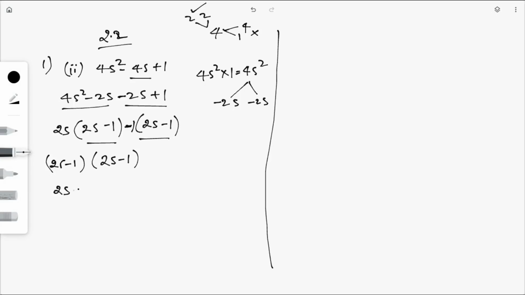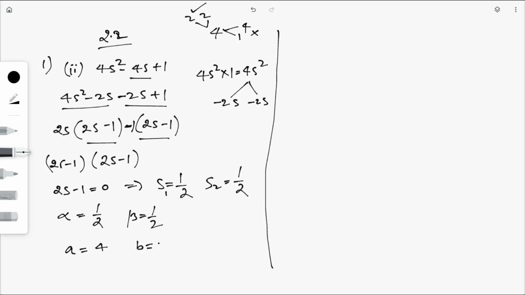If you equate 2s minus 1 to 0, you will get s is equal to 1 by 2, right? As both the factors are the same, the roots or the zeros of the given polynomial are the same. So let me take alpha as 1 by 2 and beta as 1 by 2. Fine. So we got the zeros. And what are the coefficients here? That is a, b and c. First a: coefficient of s square, that is 4. What is b? Coefficient of s, that is minus 4, and then the constant is 1.